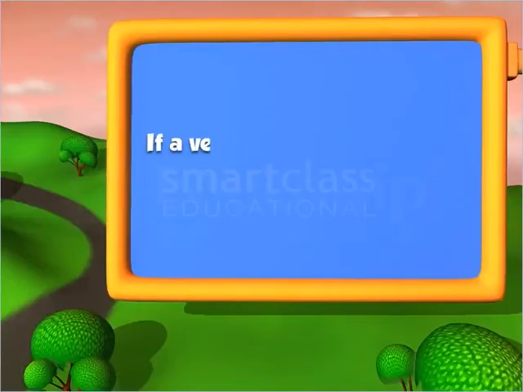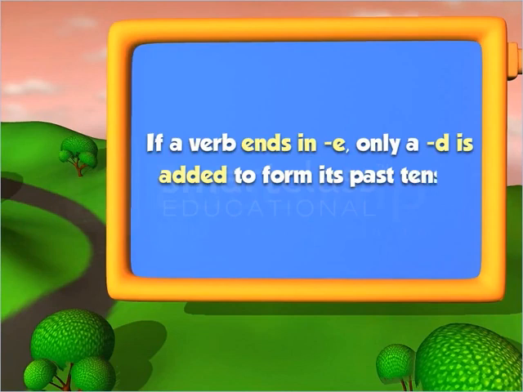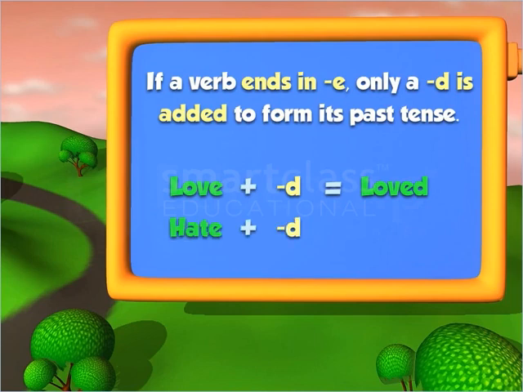If a verb ends in E, only a D is added to form its past tense. For example, only D is added to the verb love to form its past tense loved. Similarly, D is added to the verb hate to get its past tense hated.